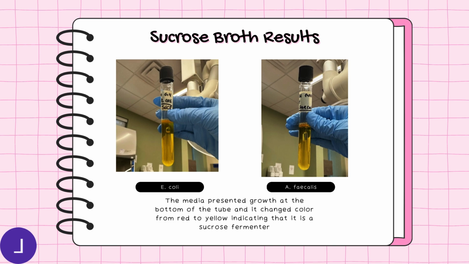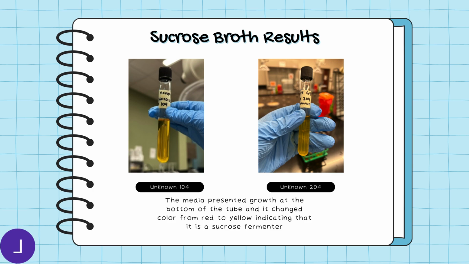For the sucrose broth results, on this other side, we can see that the unknowns had pretty similar results to the E. coli and the A. faecalis, but here unknown 104 and unknown 204 both showed growth that settled down at the bottom of the test tube, again because of the weight of the bacteria, otherwise they would be swimming around in it. We can also see that they changed color from bright red to yellow, which shows that they're sucrose fermenters as well.